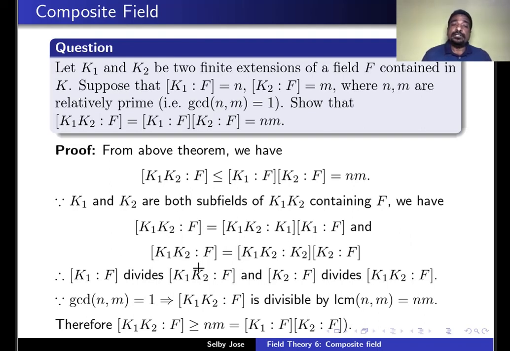But the degree of the extension K1 over F is n and the degree of K2 over F is m, and they are relatively prime. Therefore, their product, that means the LCM of n and m, that is nm, divides the degree of the extension K1K2 over F. So the degree of K1K2 over F is greater than or equal to nm, which is equal to the degree of K1 over F times the degree of K2 over F. Using these two inequalities, less than or equal to and greater than or equal to, we get the equality.